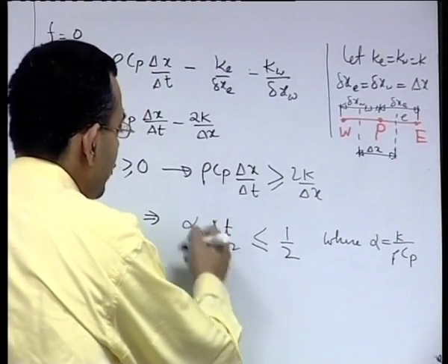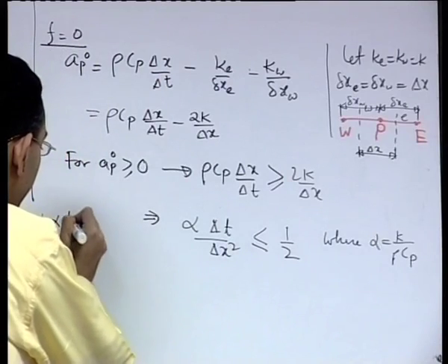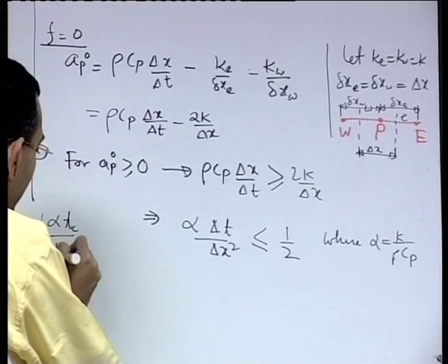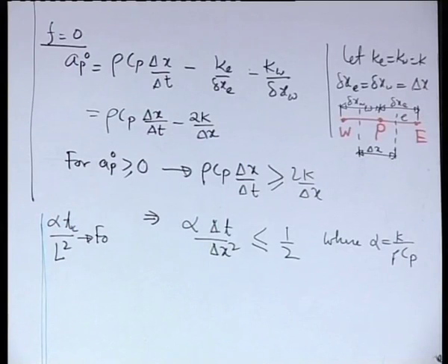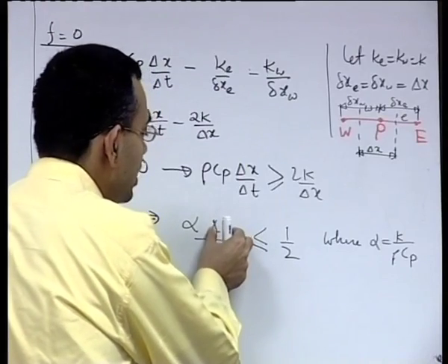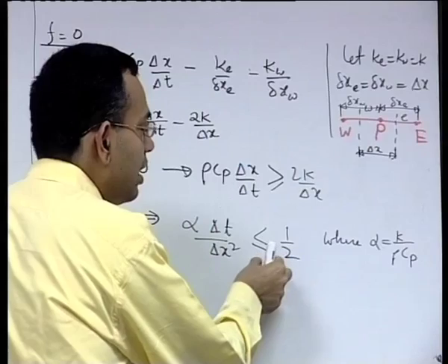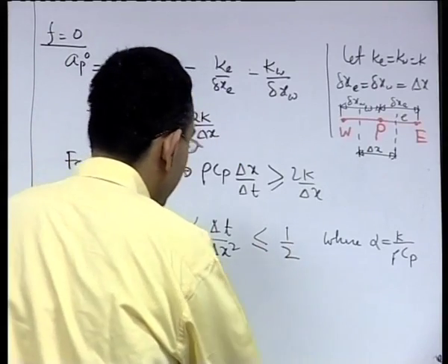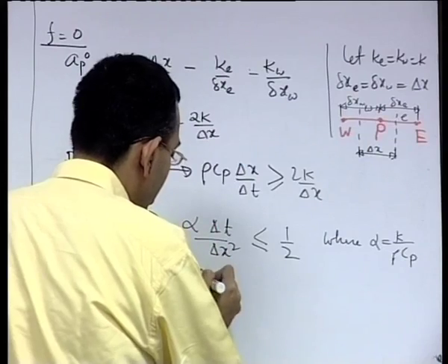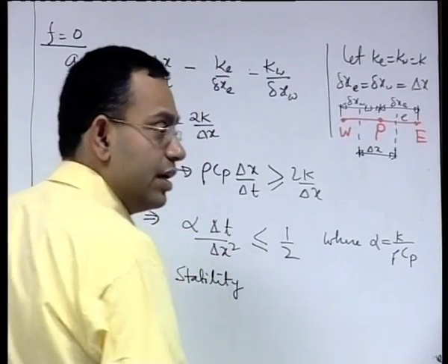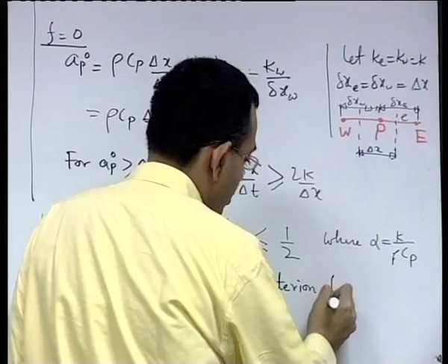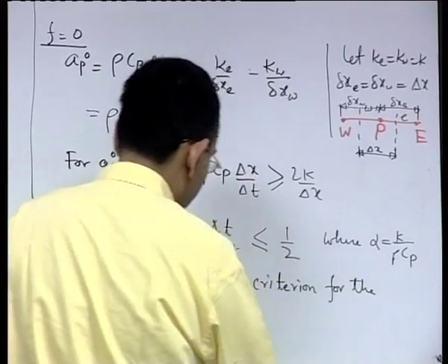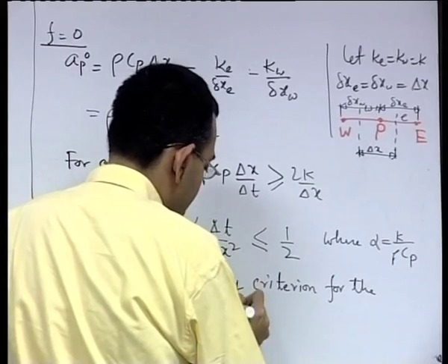In conduction heat transfer, alpha into some characteristic time by characteristic length square is called the Fourier number. So, this is a grid spacing and time step size based Fourier number less than or equal to half. This is called a stability criterion for the explicit scheme. We will later on see what we mean by stability here.